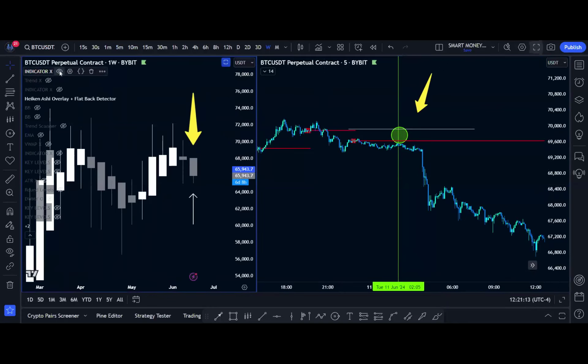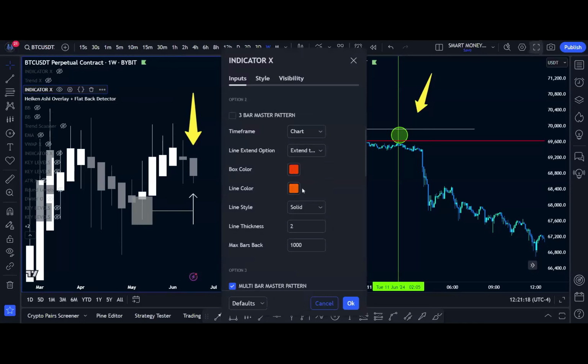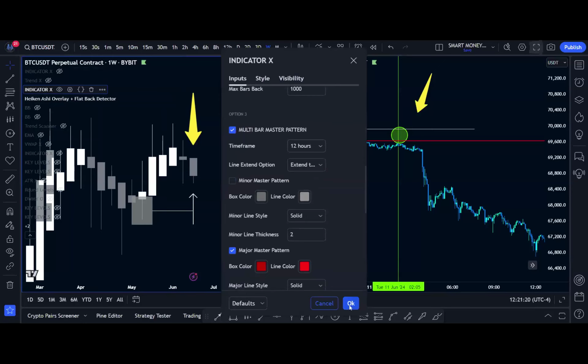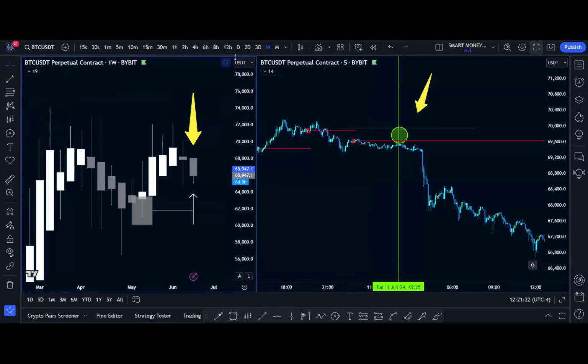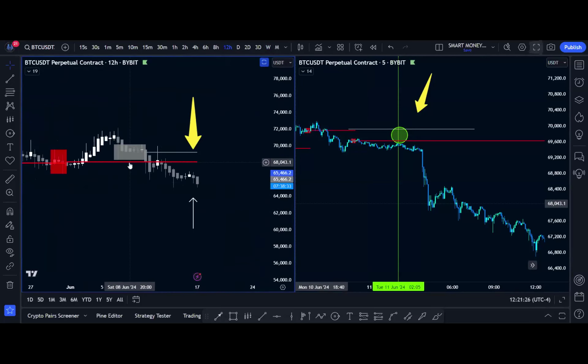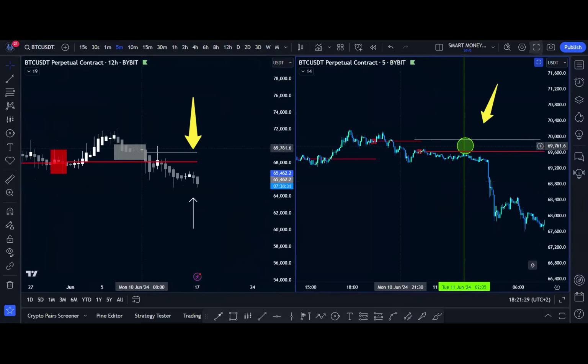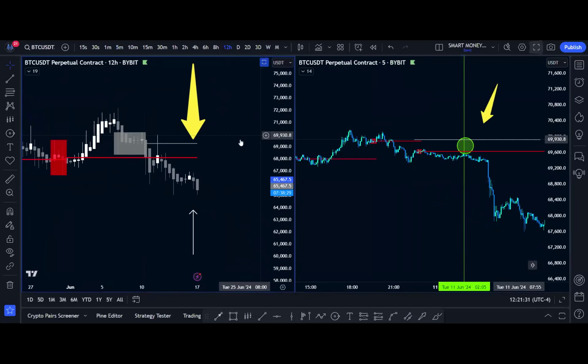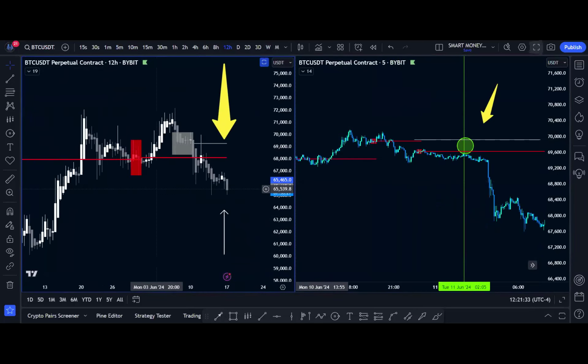You'll see if I turn the indicator X on here, it's the same. This is my 12-hour one, which is my 12-hour chart, you see over here. And then I have my 12-hour indicator X, and then I have my chart one, which is the 5 minutes over here. So those are the main ones that I'm using.